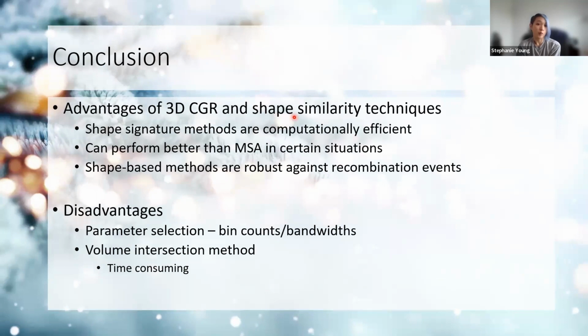In conclusion, the proposed methods perform competitively with well-established alignment-based methods. These shape-based methods based on signatures and histograms run very quickly, which is highly desirable. There are some parameter selections that must be set prior to analysis. One parameter that must be selected is the size of your Gaussian sphere. And another downside to the volume intersection method is that it's very computationally intensive.